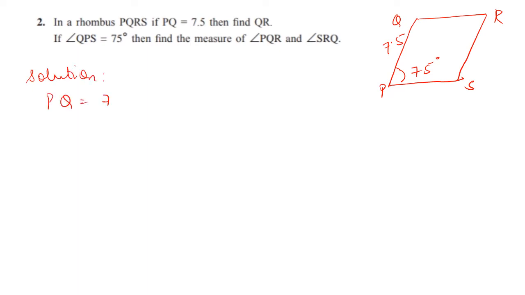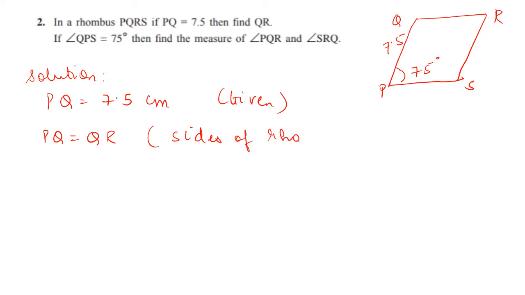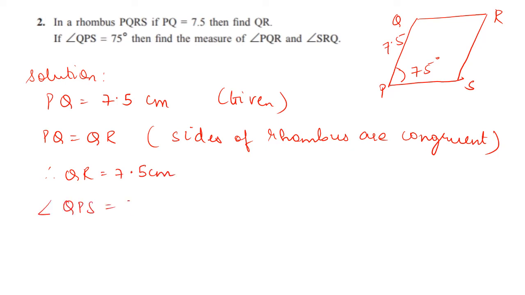PQ is equal to 7.5 centimeters, which is given. Then PQ is equal to QR. Why? Because the sides of the rhombus are congruent, or you can say they are equal. So therefore QR is also equal to 7.5 centimeters. Then they have given that angle QPS is equal to 75 degrees. So we can say angle QPS plus angle PQR is equal to 180 degrees.